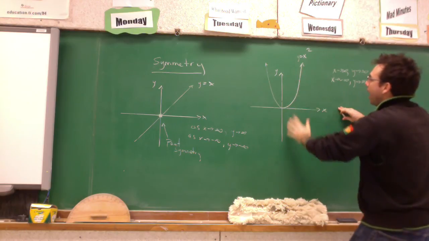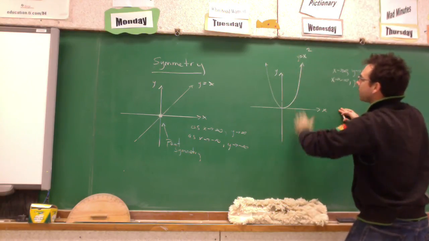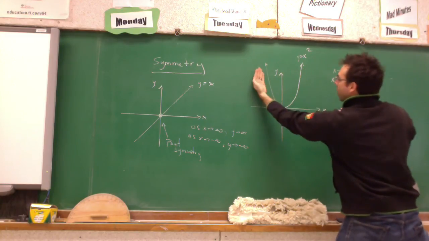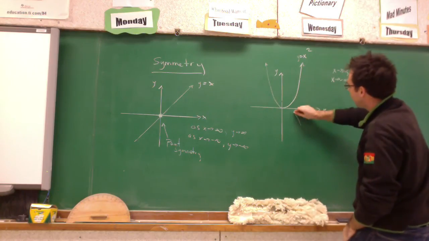Now this one has a line where I can cut it, right? I can cut it right down the y-axis, and this graph is symmetric about that line. There's a flip across that line. If that exists in a graph, we say it has line symmetry.